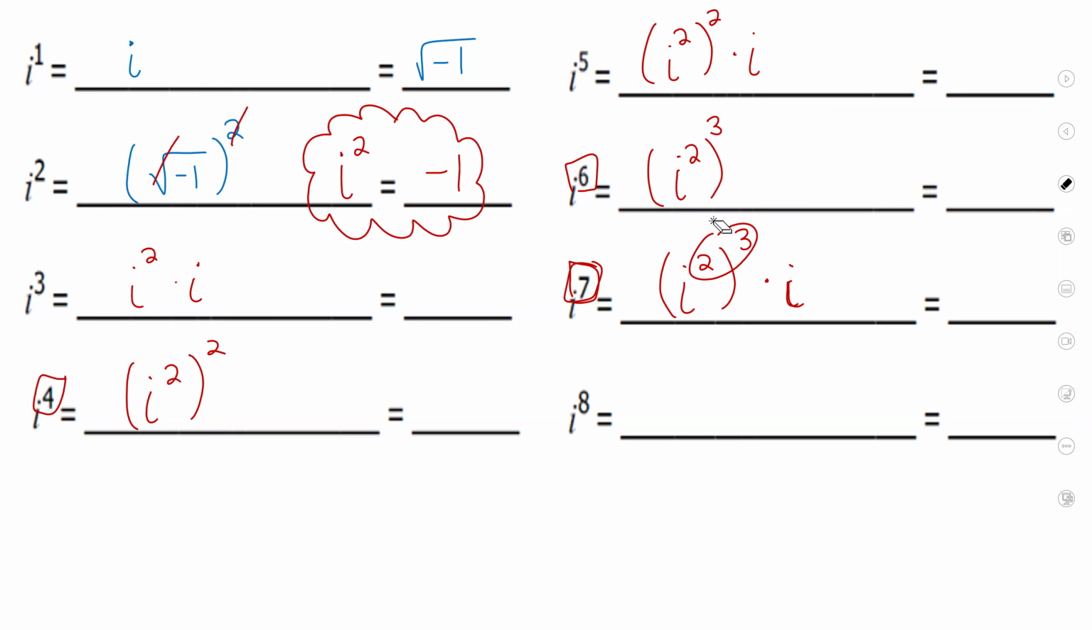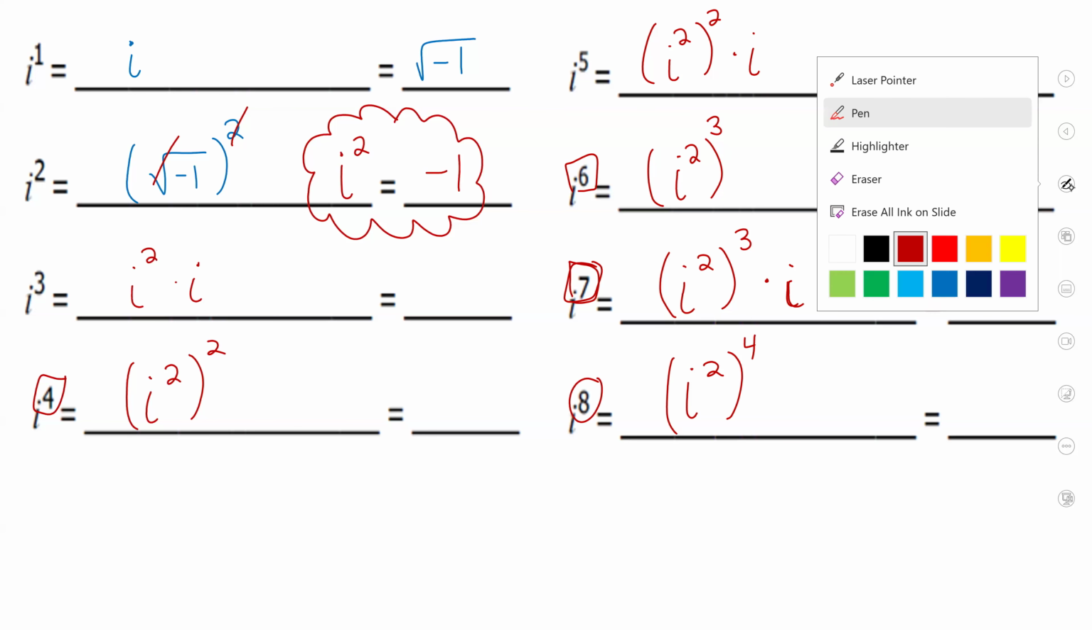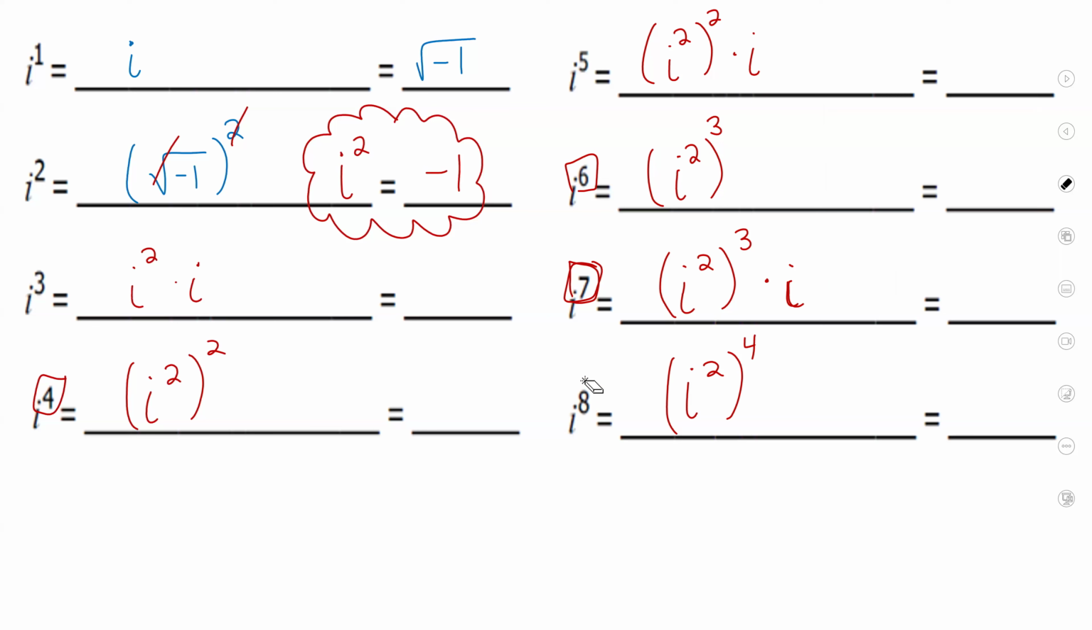Okay, let's try i to the 8th. How am I going to write this? i squared to what? 4, because I want an 8. So 2 times 4 will give me the 8. So we use i squared for all of these.